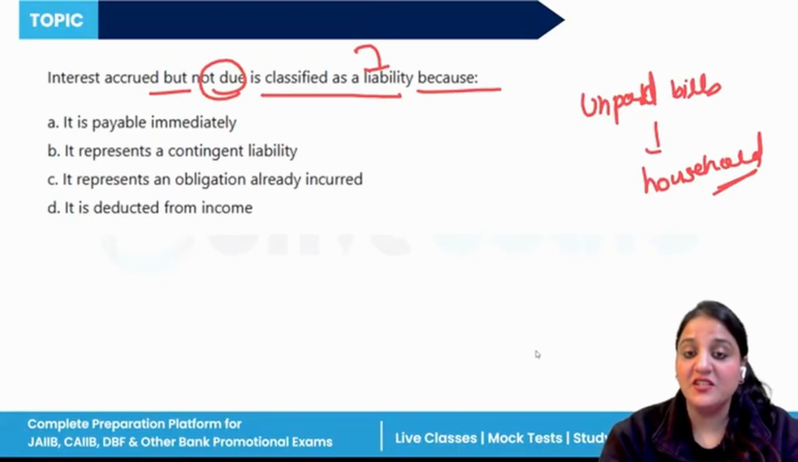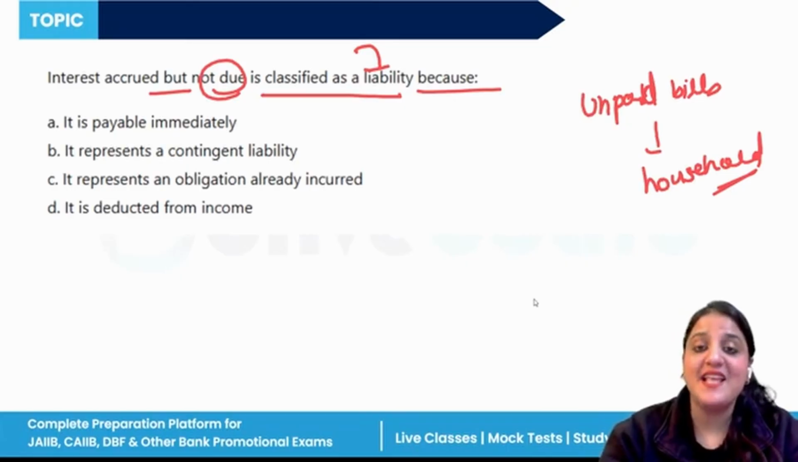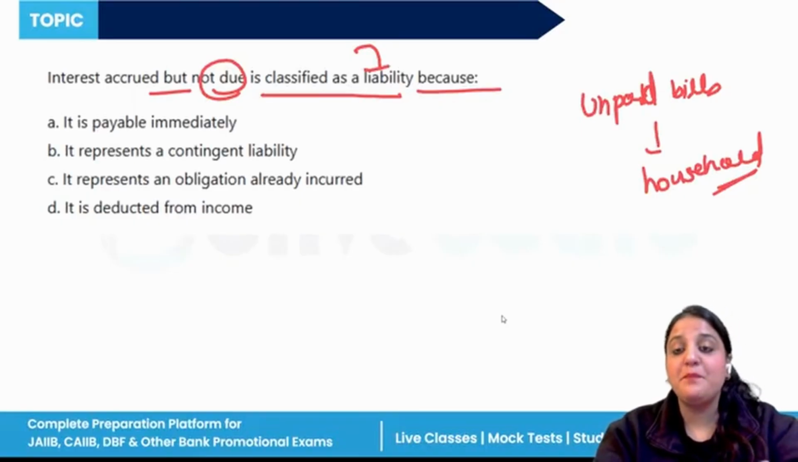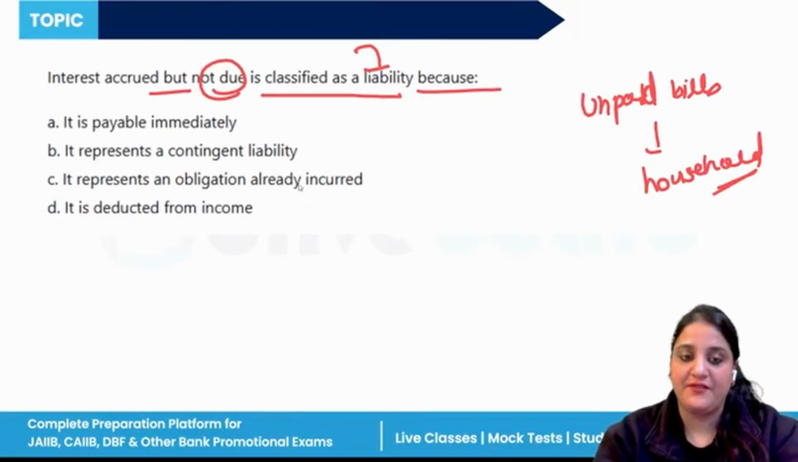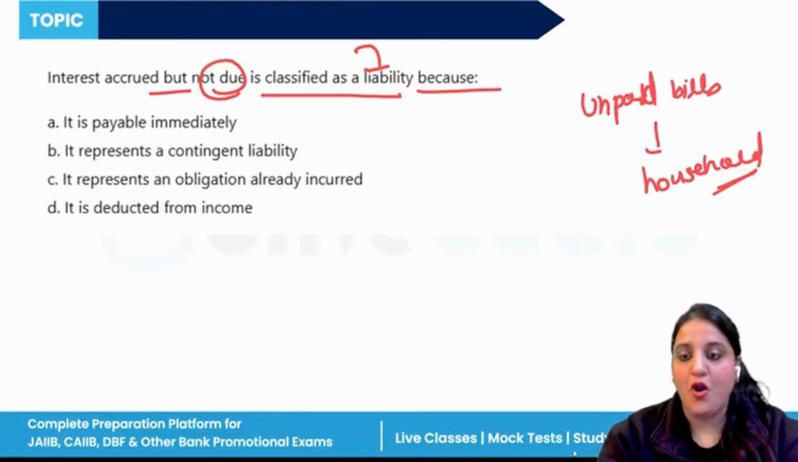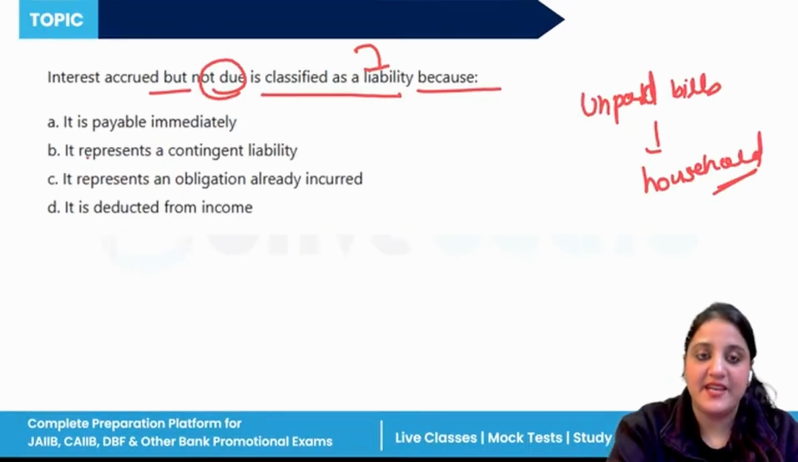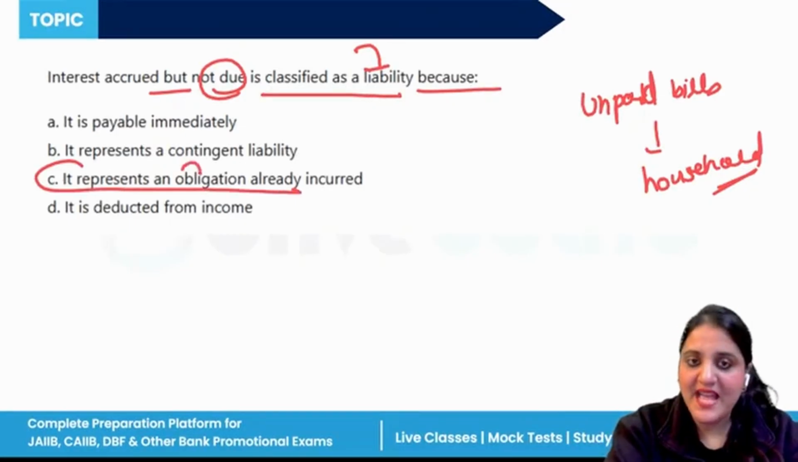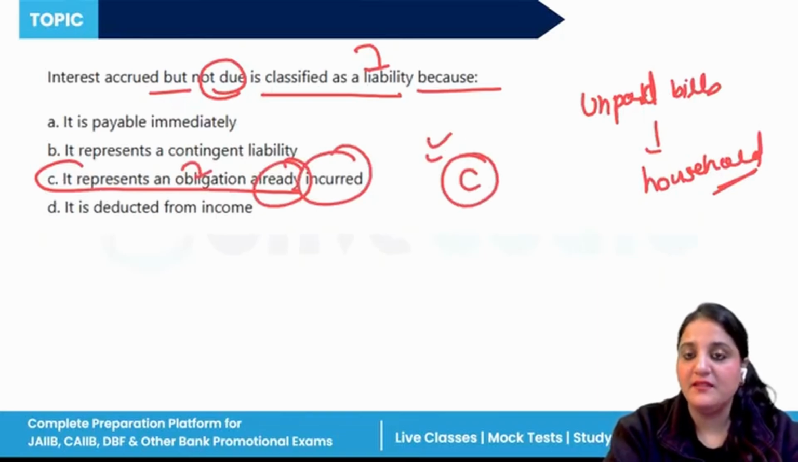So interest accrued but not due is classified as a liability because it represents an obligation that is already incurred. Interest has been incurred, but the payment date has not arrived. So that's why option C is correct here. Option C is correct here.